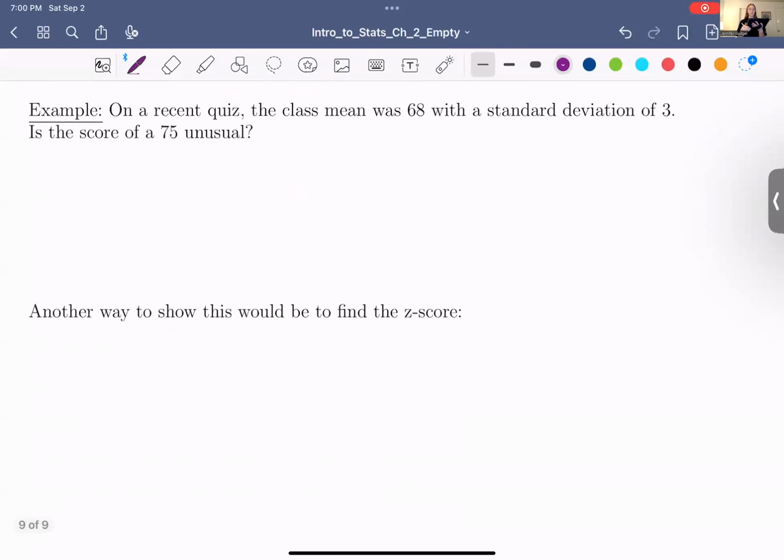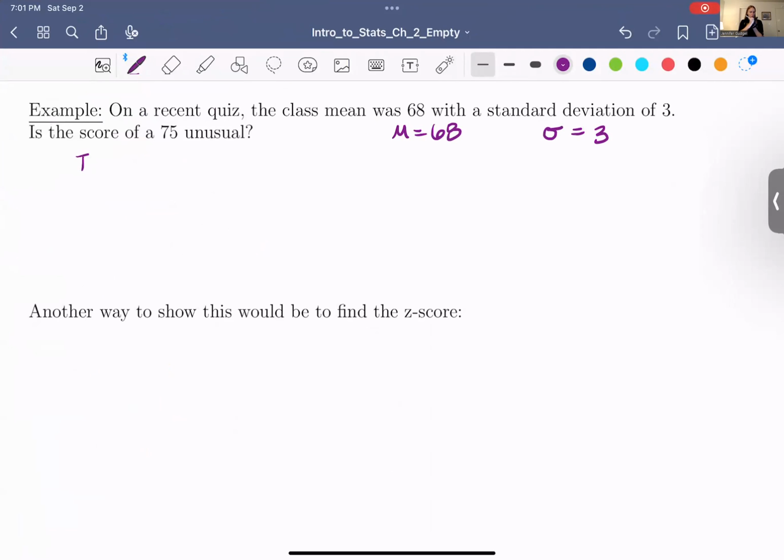On a recent quiz, the class mean was 68, and it had a standard deviation of 3. So to be unusual, it would need to be more than 2 standard deviations above or more than 2 below. There are a couple of ways we could go about this. We could just think of it that way.